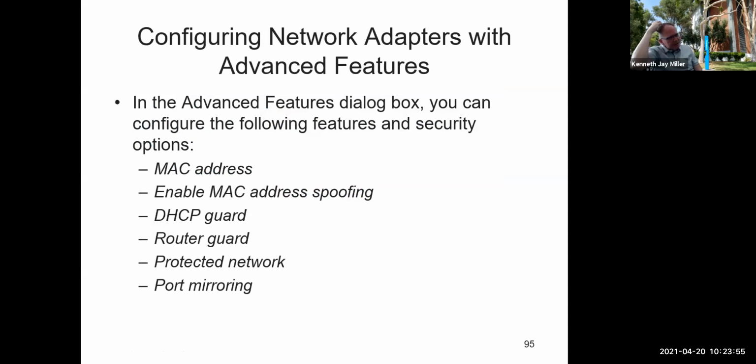Now, you can also do some advanced configuration on the features of the network. You can enable MAC address spoofing. So if you want your virtual machine to have the same MAC address as another machine, like maybe for switch security, you could do that. You can enable DHCP guard, router guard, protect the network, and you can also mirror ports. So it's similar to some of the functions of a managed network switch, a layer 2 device. You can do the same things in your virtual switches.